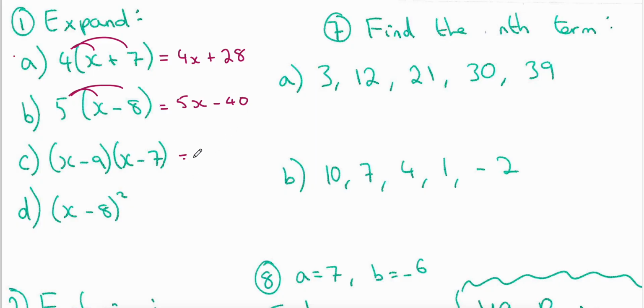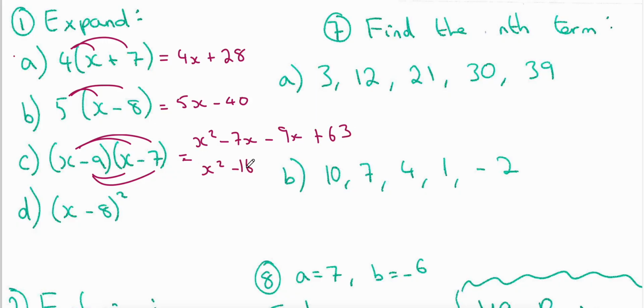Now this next one is a double bracket question. So x multiplied by x is x squared, minus 7x, minus 9x. And then we're going to have minus 9 times minus 7, plus 63. So we'll have x squared minus 16x plus 63.